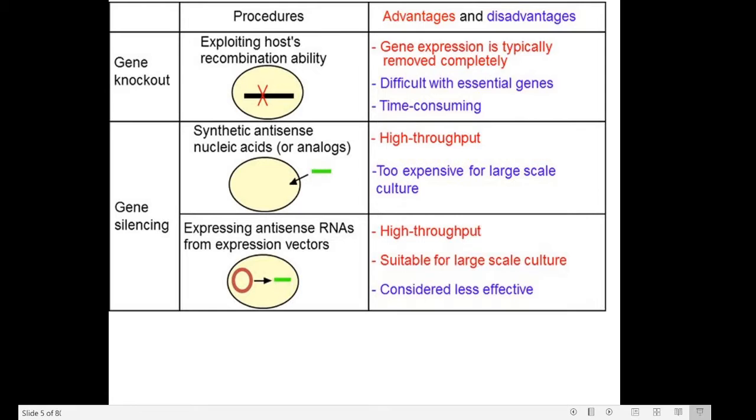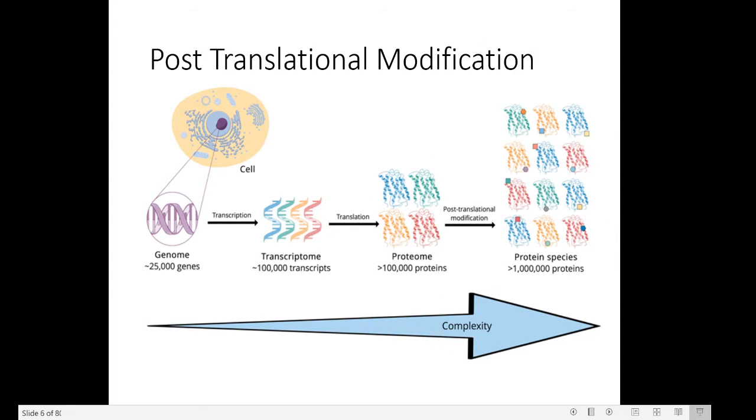So gene knockout is full deletion or removal of the gene expression, but gene silencing means that by adding a synthetic antisense nucleotide to the gene, we can silence it, we can reduce the expression of a particular gene.